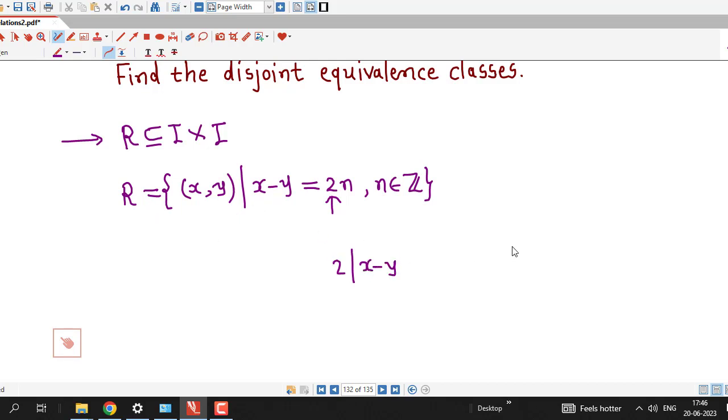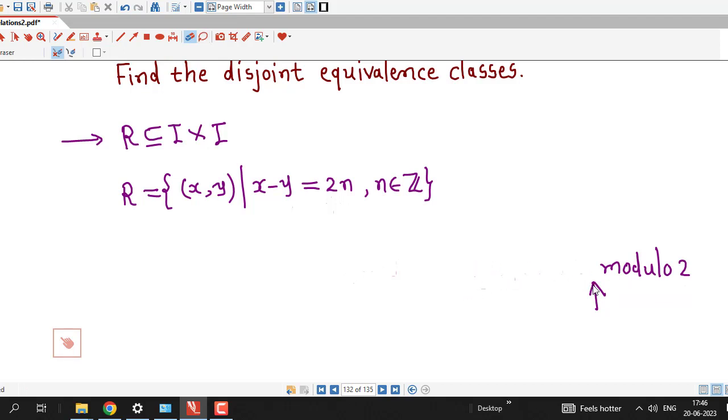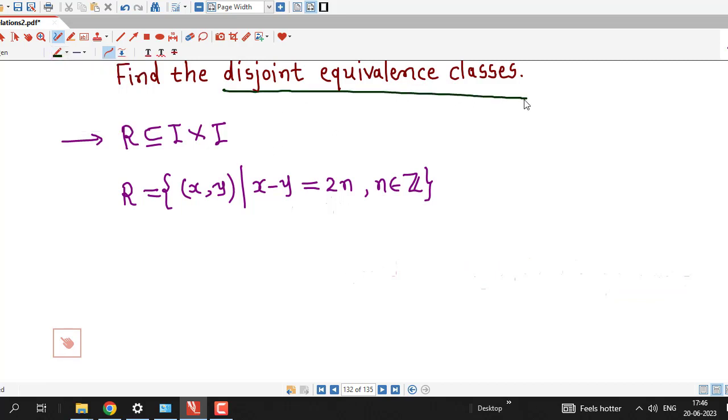So this relation R is nothing but the congruence modulo 2 relation. We have already seen this congruence modulo relation. In the previous lecture we considered congruence modulo 3. Here this relation is congruence modulo 2. X minus y is an even integer if x minus y is a multiple of 2, that is x minus y is divisible by 2, and therefore R is nothing but the congruence modulo 2 relation. And we know that congruence modulo relation is always an equivalence relation on the set of integers. Therefore we can talk about equivalence classes, and here we have to decide the disjoint equivalence classes.